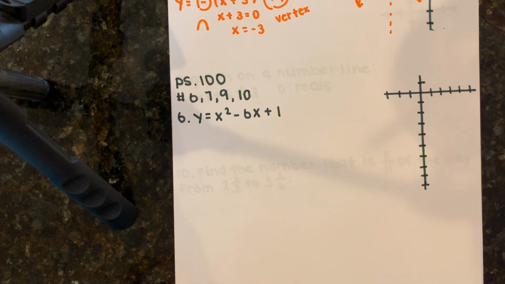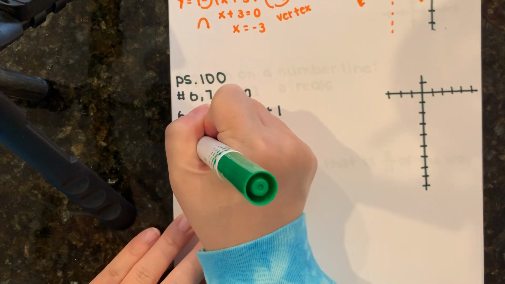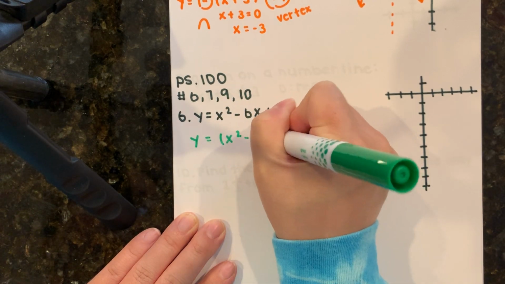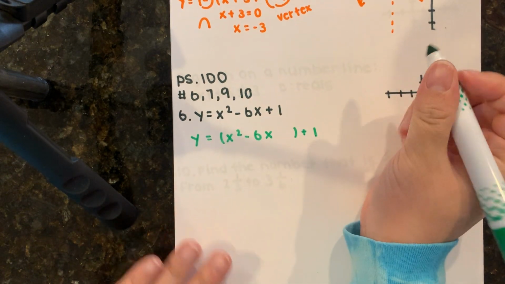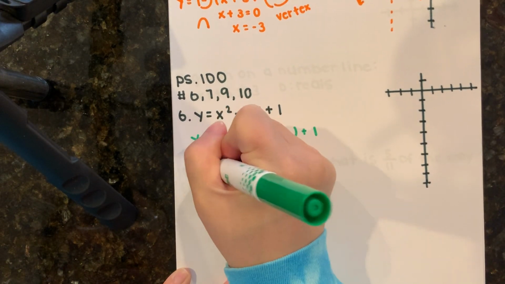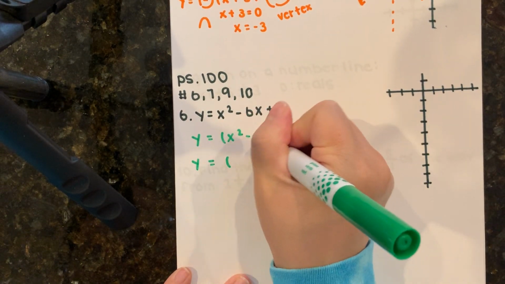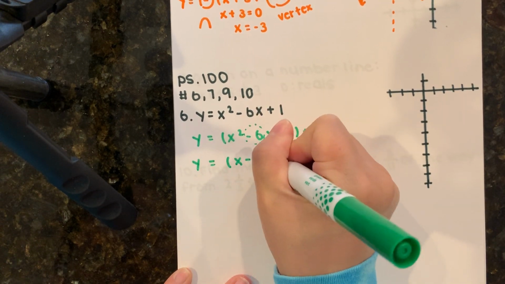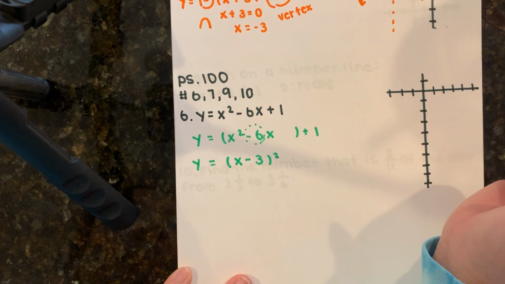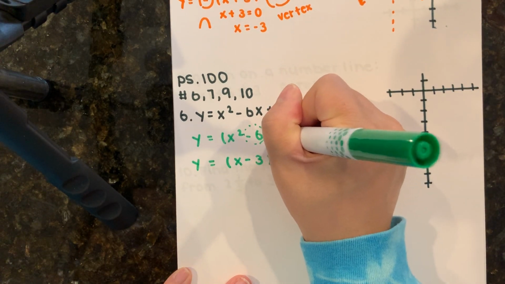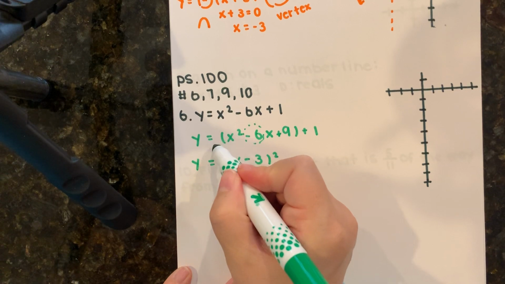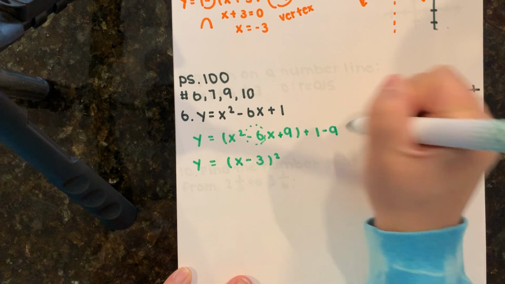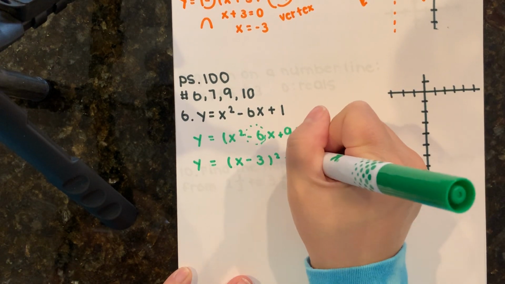So for number 6, the first thing that we're going to do is you're going to put all the x's in parentheses. Now you're going to complete the square, so you're going to take half the term attached to x, which would be half of -6, which is -3. When you square that, you're going to get +9. We didn't factor anything out, so if I add 9, I have to do the opposite to the outside, which would be subtract 9. 1 minus 9 would be -8.